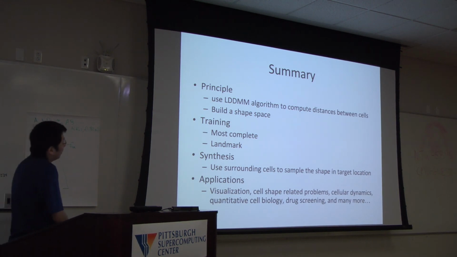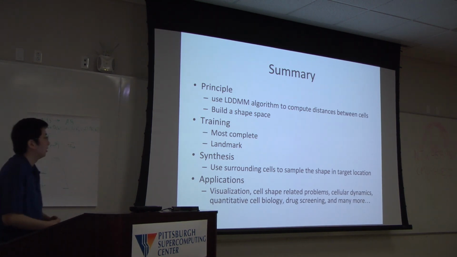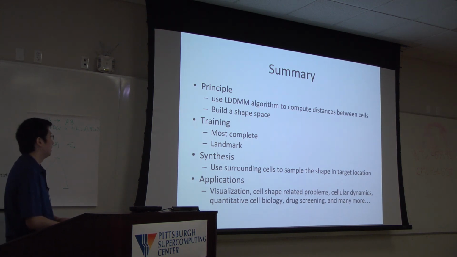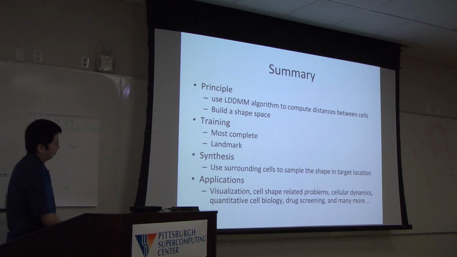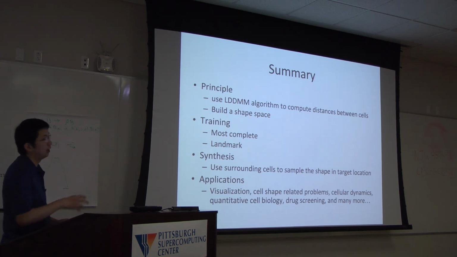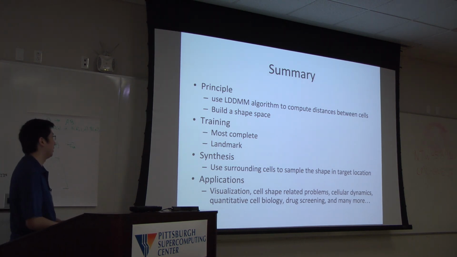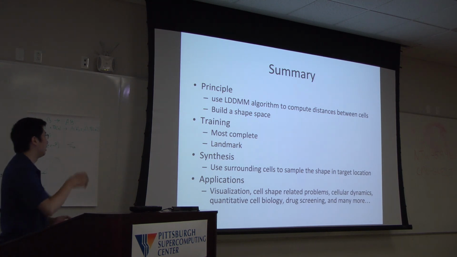So in sum, I have talked about the principle of the diffeomorphic model, that we use the LDDMM algorithm to compute the distance between cells, and then we build a shape space using the distances. For the training, basically we have 2 strategies. The first strategy is to compute the whole distance matrix, and the second strategy is to just use some cells as landmarks and compute the distance to these landmarks.